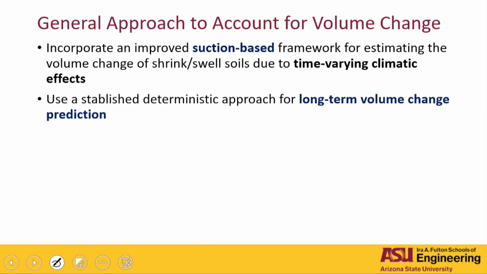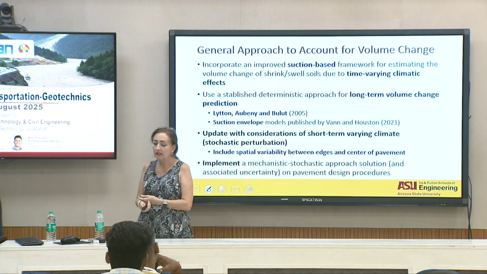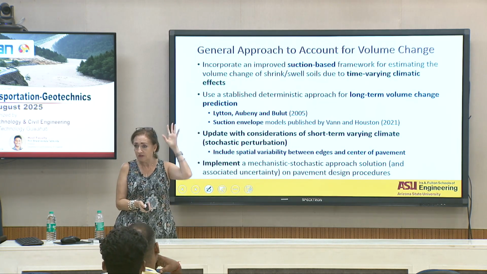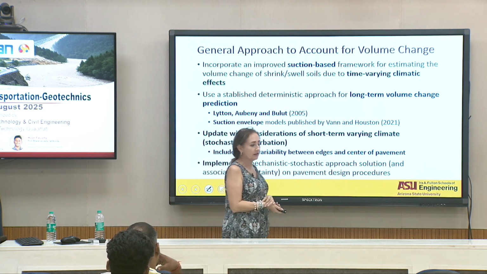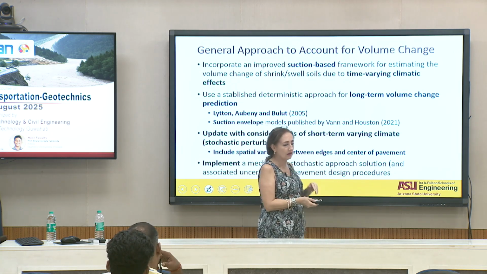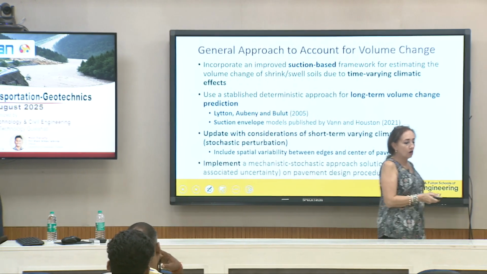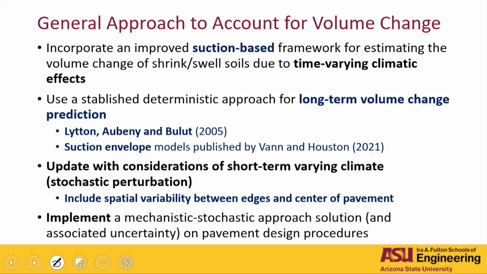Here. So basically, the general approach that we did was incorporating a suction-based framework for estimating the volume change of a shrink and swell, goes back and forth, due to the time varying effects, right? Time varying effects. So what happened with the climate and how this affects, and how can I study that? So we used to establish a deterministic approach for long-term volume change prediction.